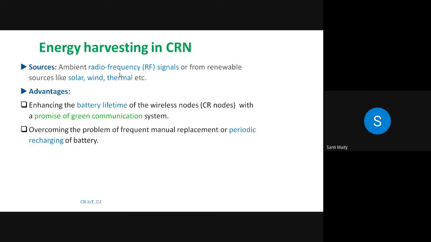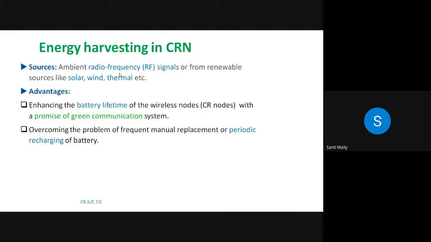Now, benefits. As I already said, we are not always in a position to replace our battery. We are not in a position to frequently recharge, and we have to keep provisioning of energy harvesting. So this is the advantage of energy harvesting.